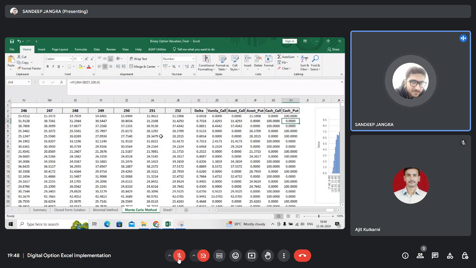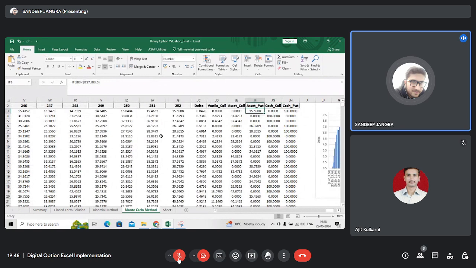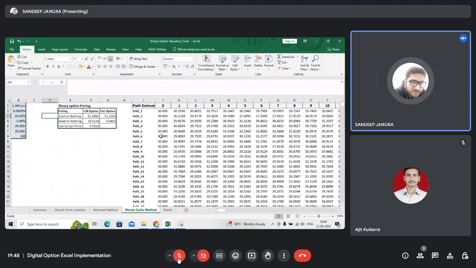The same thing we will do with the cash put option. So this will give me the payoff at each simulated price of the 10,000 simulations. Now in the next step we have to value this by using Monte Carlo simulation. What we are doing is simply calculating the average of this and discounting it by the risk free rate, and that will give the value of an option.